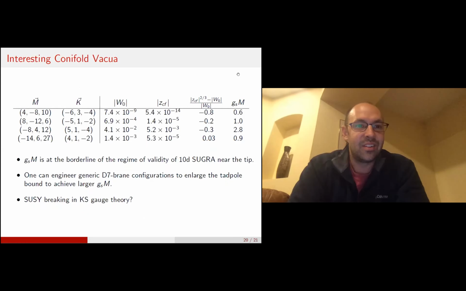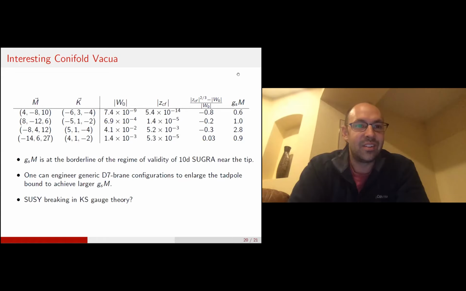Okay, and let me give you some interesting vacuum that I fairly like. The minimum value, even with the very small tadpole, 52 is a very small tadpole. Even with that somewhat marginal tadpole, we were able to find W0, which is roughly 10 to the minus 9. Of course, because our tadpole bound was relatively low, we were not really able to find very large GSM. So the maximum GSM that we were able to find was roughly 2.8.